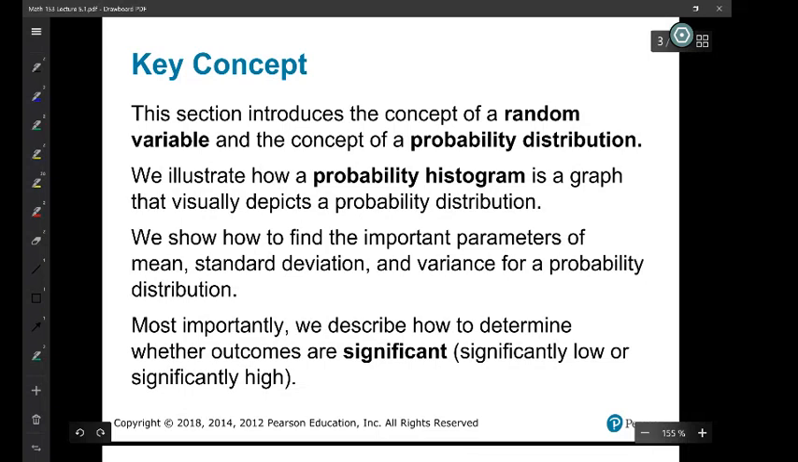Key concept: this section introduces the concept of a random variable and the concept of a probability distribution. We illustrate how a probability histogram is a graph that visually depicts a probability distribution. We show how to find the important parameters of mean, standard deviation, and variance for a probability distribution. Most importantly, we describe how to determine whether the outcomes are significant, significantly low, or significantly high.